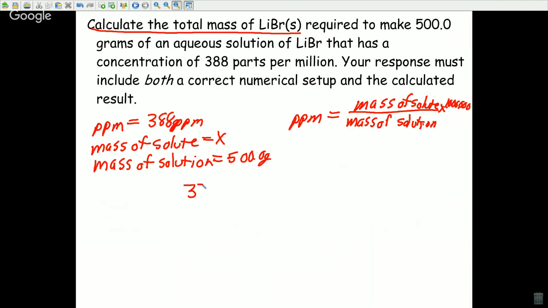So you get 388 parts per million is equal to X times a million, which you can do. Makes your life a lot easier because you remember a million over 1 is the same thing as multiplying by a million. So you multiply the two fractions. And having it set up like this, you can put the 388 parts per million over 1 and then cross multiply. And you get X times a million.